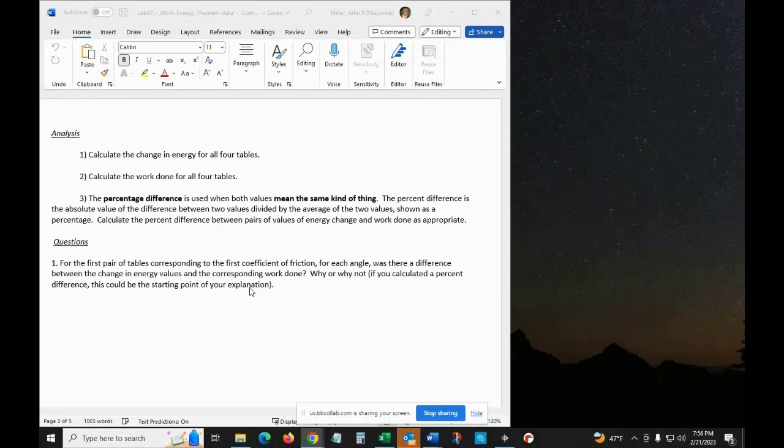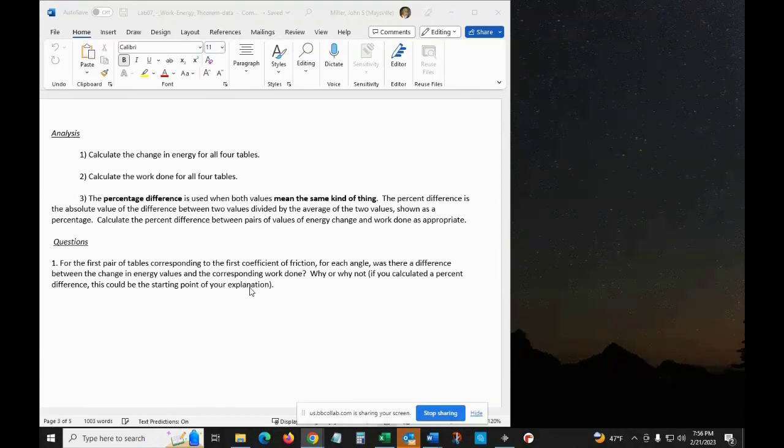You have all gravitational potential energy at the top of the incline. You have all kinetic energy at the bottom of the incline. The change in energy will be the difference between the two, the total energy final minus the total energy initial.